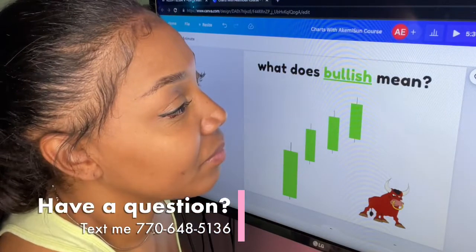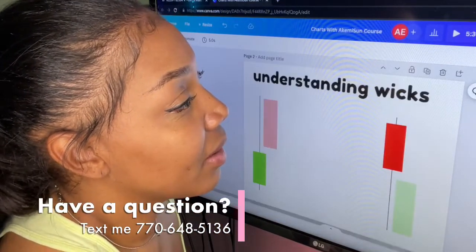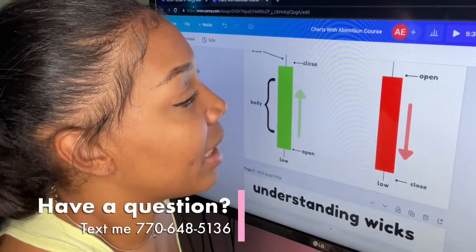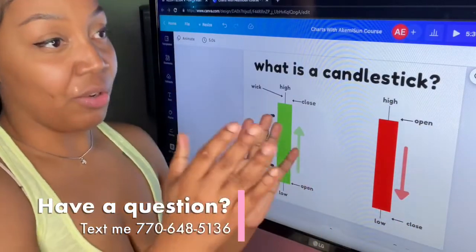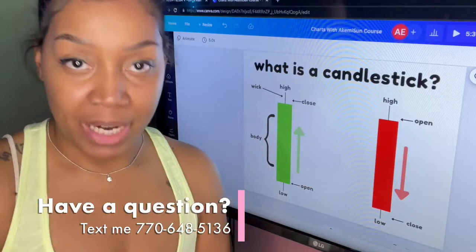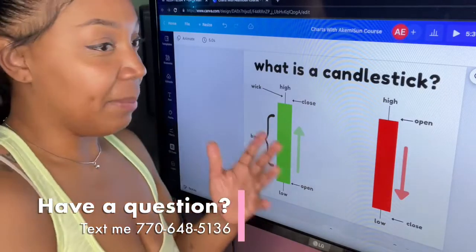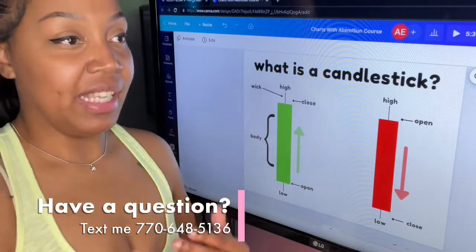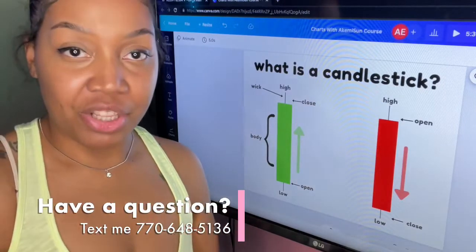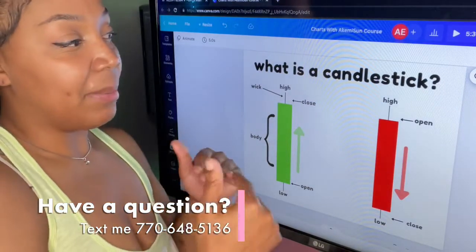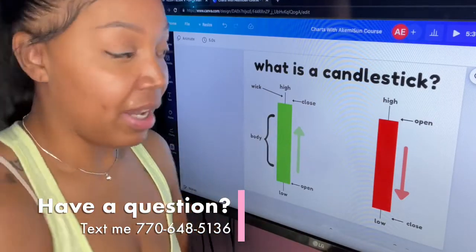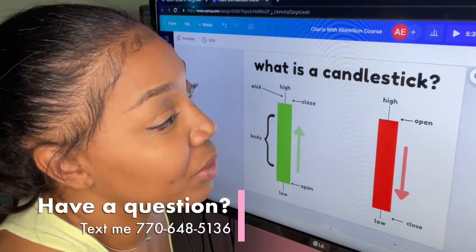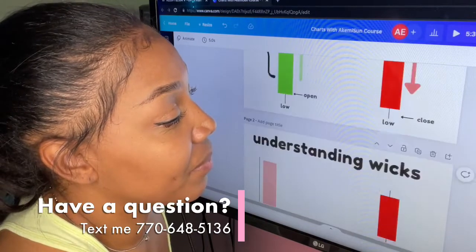The next one we have is the red candle. The red candle means bearish, that something is going down. So if they say, "I am bearish on the market," that means they believe the market is going down, or something is going down. This is a way for you to remember bearish.